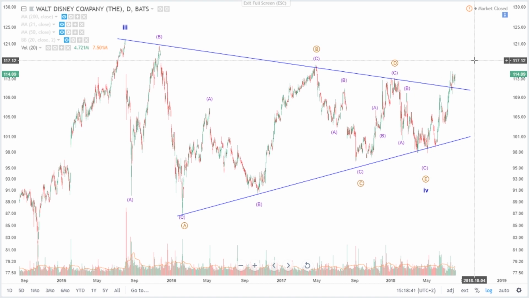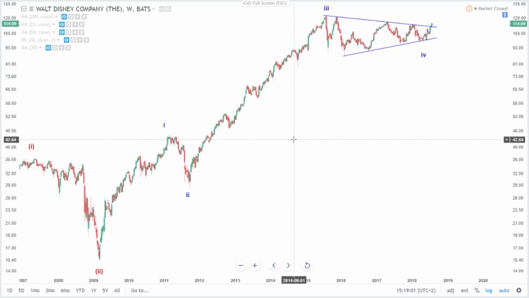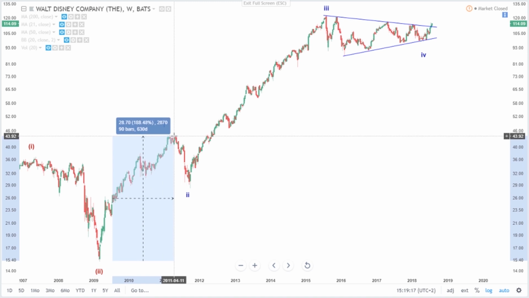From here, we can clearly gauge that that was a fantastic buying opportunity around $99, $100, and we should be expecting much higher. The question is, how much higher? So we go back out to the weekly chart, and what we would expect for a wave 5 is the same length as a wave 1 in percentage terms. As you can see, this is actually 188%, which is an extremely, extremely big move.